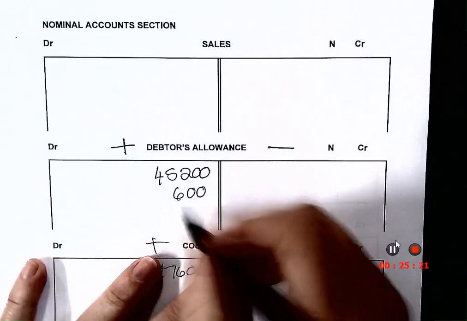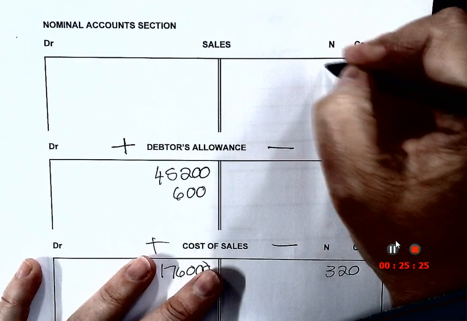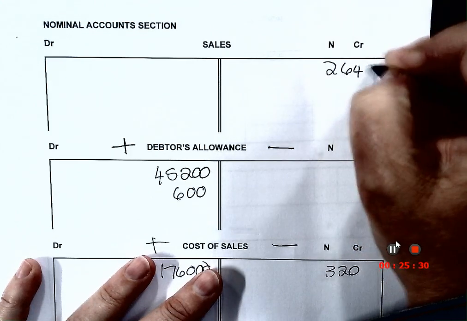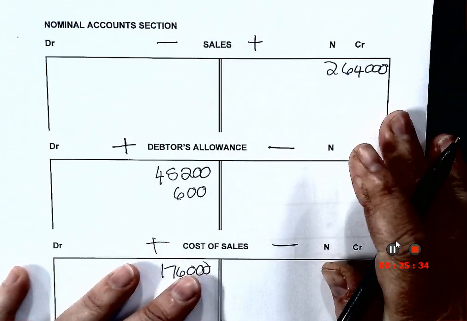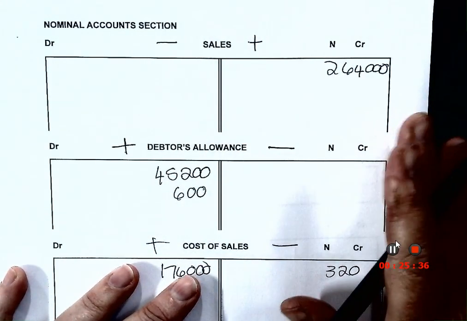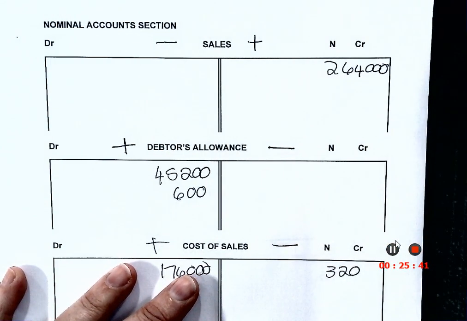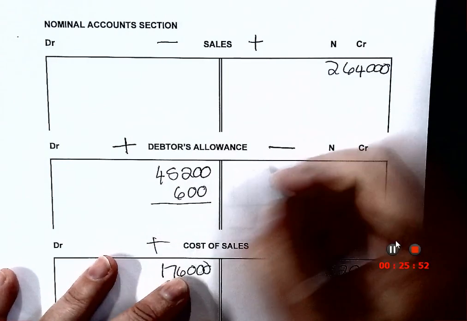But can you see, I don't want the formal account. I know my sales has got a balance of 264. Do you understand what I'm doing? I'm just using the figures in the sides. Because later on, you're just going to use T's with the figures and the sides. So now I say, debtors allowance, I close to sales.